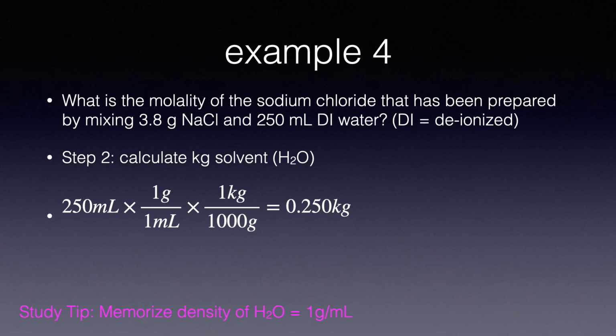Step 2, you want to calculate the kilograms of solvent. Now we're given 250 milliliters. A good study tip to have in your flashcards, if you're keeping them, is to write down the density of water is equal to exactly 1, right? It's 1 gram per milliliter, all right? So 250 milliliters is equivalent to 0.250 kilograms.